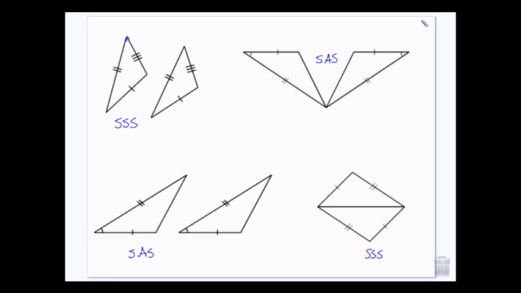Like with a shared side, or vertical angles, if we know vertical angles are congruent. So if these two triangles, if this one came down around like that, and it was like an X, then I would know that these are vertical angles. Does that make sense?